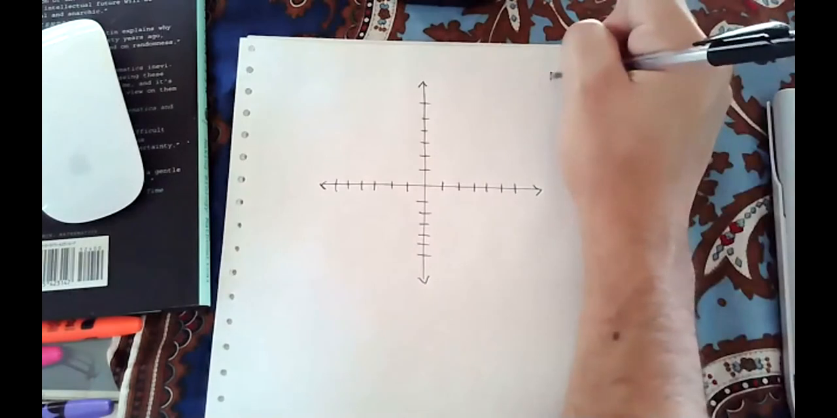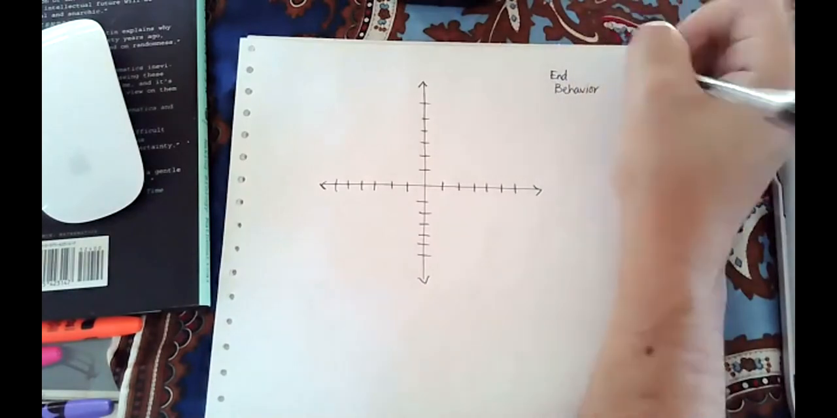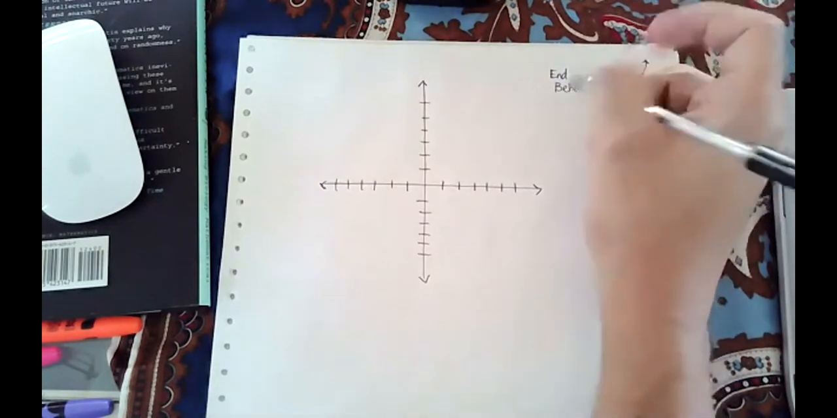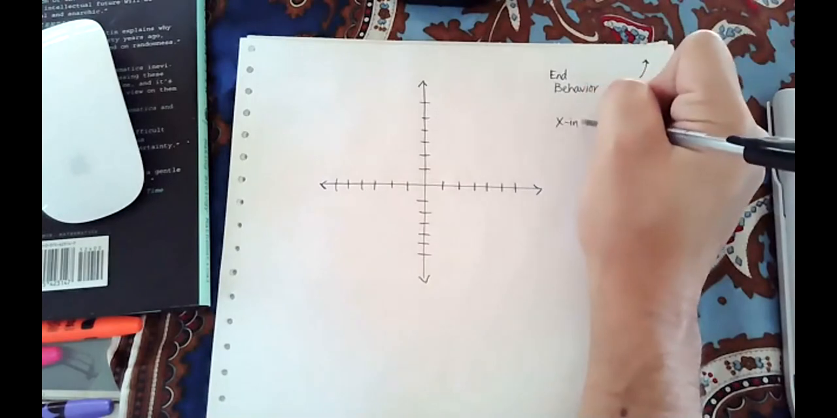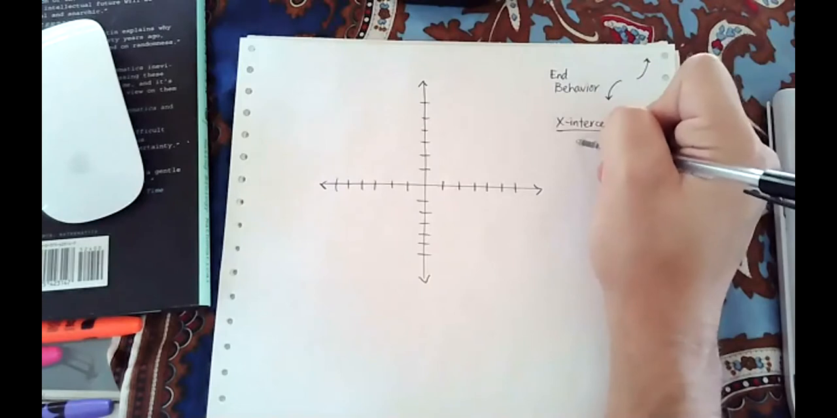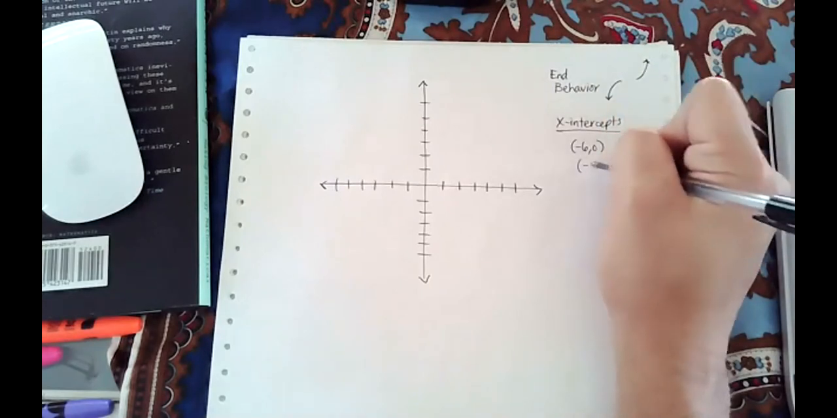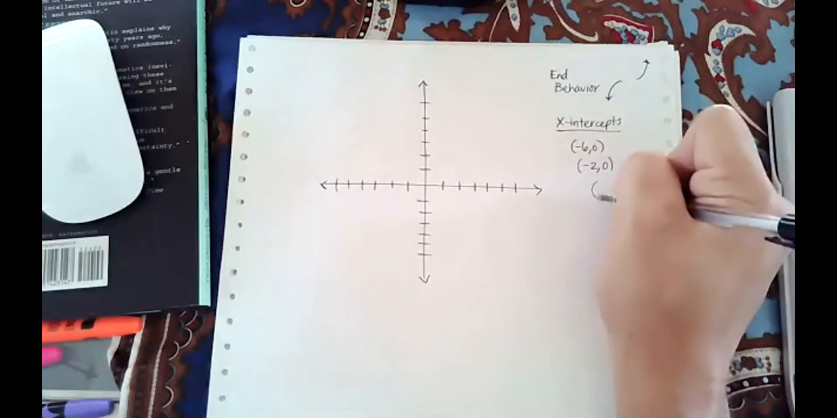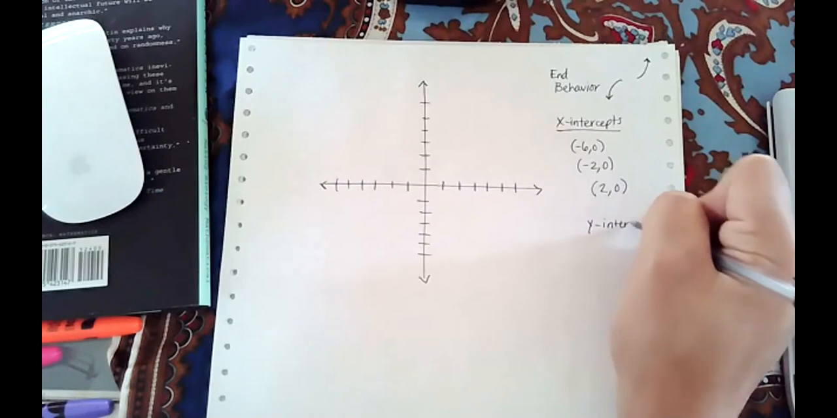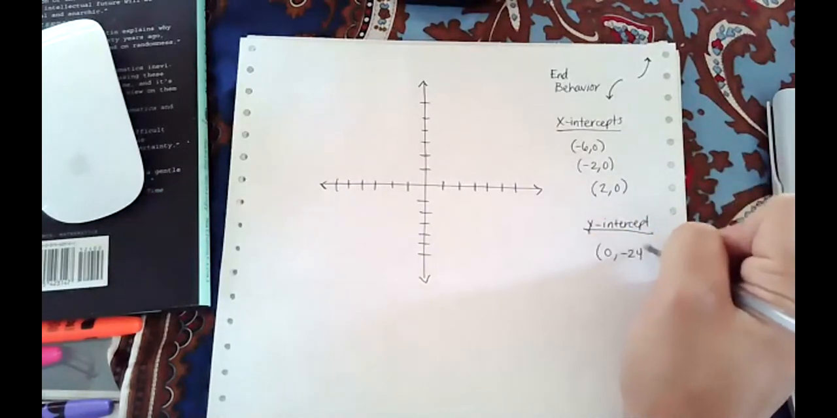So let me write down what we have. We have that the end behavior should be this squiggly cubic function. We have the list of our x-intercepts, which is negative 6 and 0, negative 2 and 0, and also 2 and 0. Now our y-intercept is pretty low. It's at 0 comma negative 24.